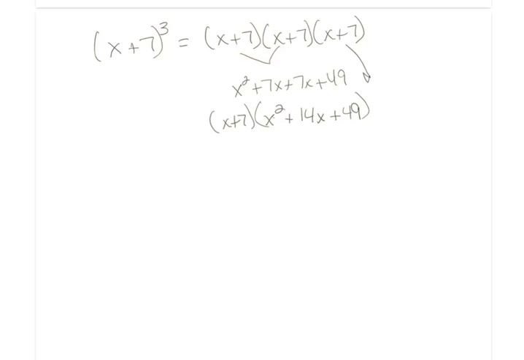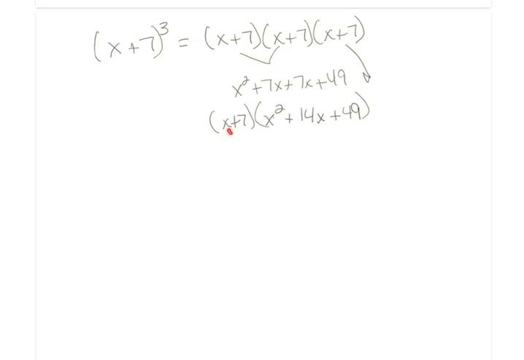So now I have my little binomial times my trinomial. Right, this guy times this guy. So again, I can use the distributive property, but I need to make sure that I share my x with everybody. And then I have to go through and make sure I'm sharing my 7 with everybody. Or I can do the area model. So you guys want to do distributive or area? Distributive? All right, we'll try it.